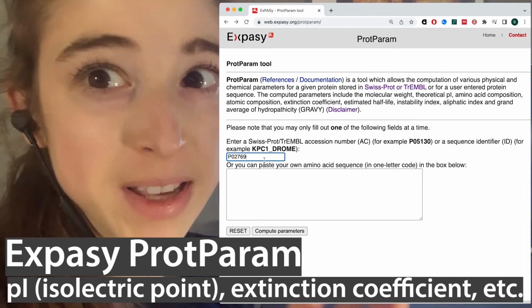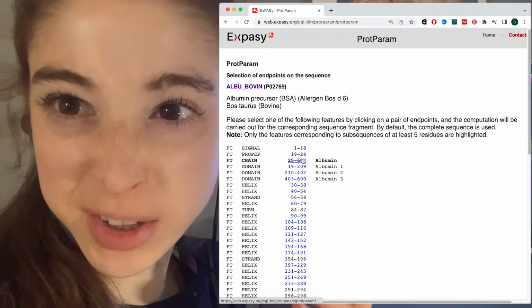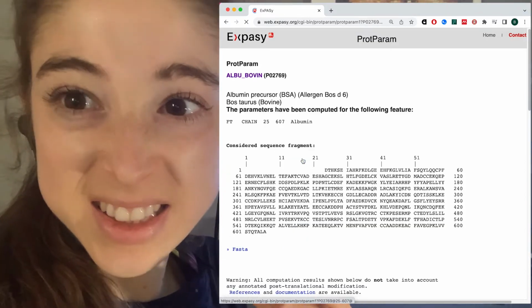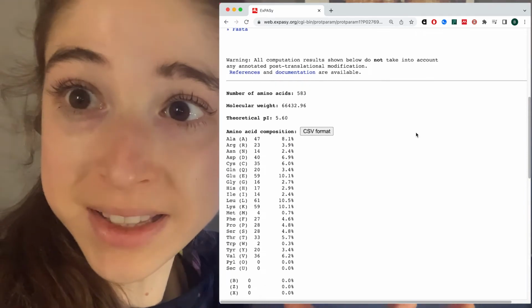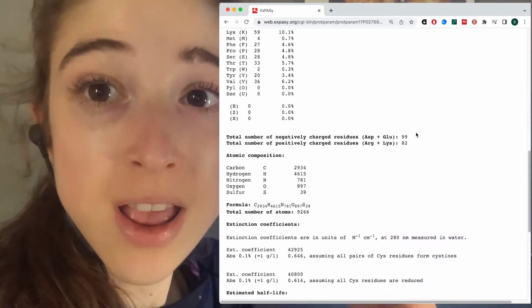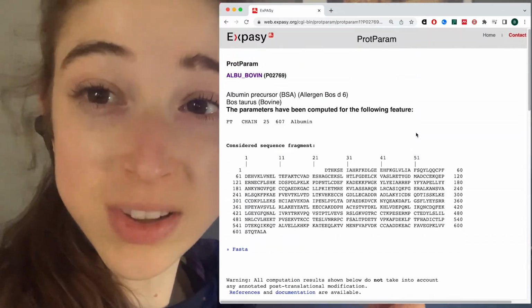Expasy ProtParam is great if you want to know the nitty-gritty about a protein, like its isoelectric point or pI, and its extinction coefficient that you can use to get its concentration from its UV absorption. And so Expasy ProtParam is a really useful tool, and so let's take a look.